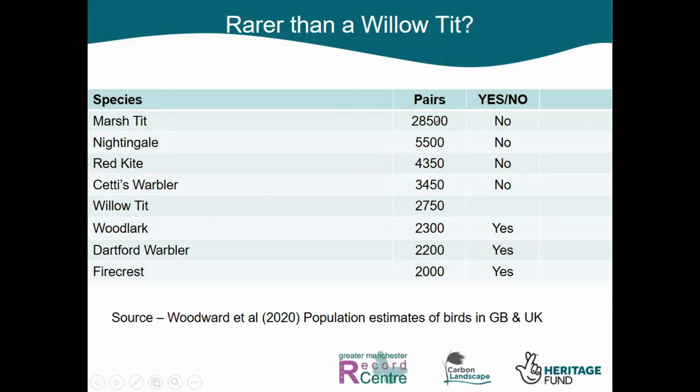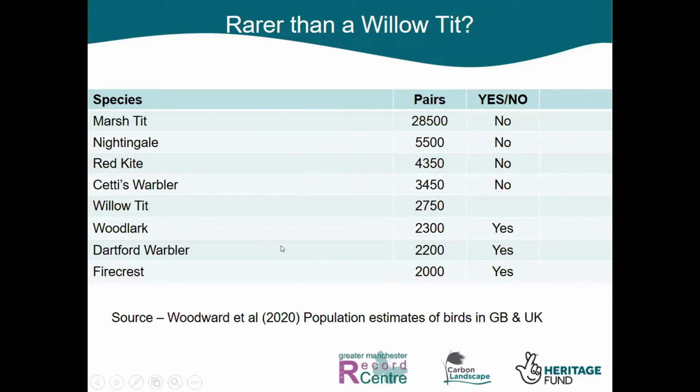There we go. And I've sorted them in order of population size. So you can see that marsh tit, 28,500 pairs. Willow tit is only 2,750. So for every one pair of willow tits, we've got 10 pairs of marsh tits. But some species that you would think were quite rare, like Cetti's warbler and red kite, they're actually more common now than willow tits.